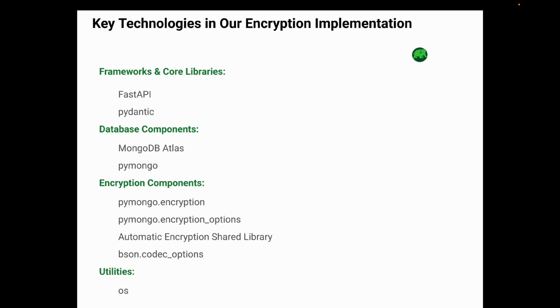We also have the automatic encryption shared library. This enables client-side field encryption. And lastly, on the encryption components, we have BSON codec options. This provides BSON encoding and decoding. Then we have the utilities. OS manages environment configuration for encryption keys. These tools work together to create a seamless and secure encryption process while keeping MongoDB performance optimized.